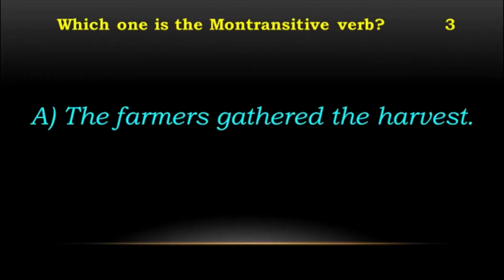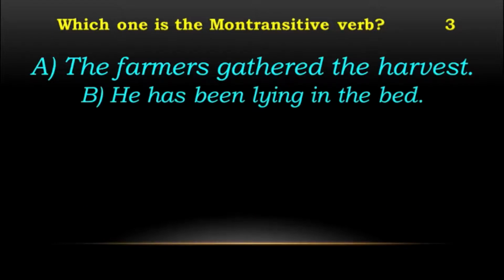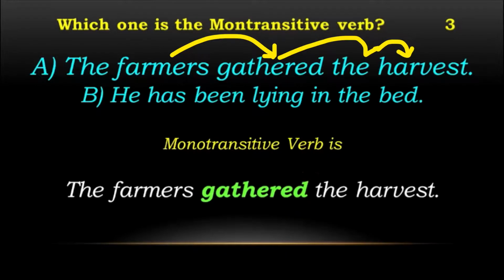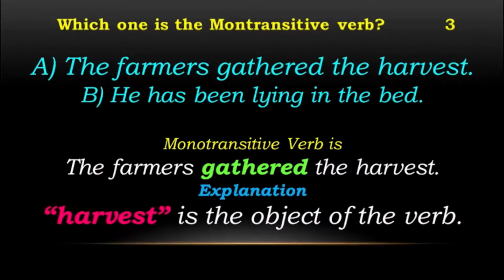Question number 3. Which one is the monotransitive verb? The farmers gathered the harvest. Mono. Only one object is there. In a monotransitive verb, he has been lying in the bed. Monotransitive verb: the farmers gathered the harvest. Only one object is there, that is harvest, and gather is your transitive verb.